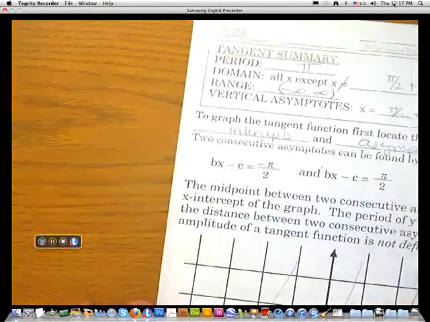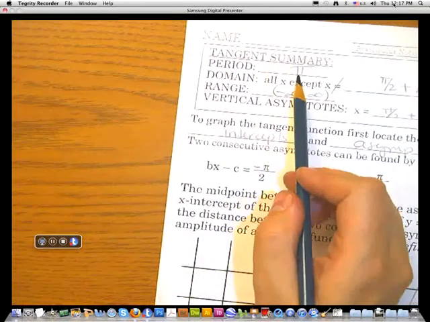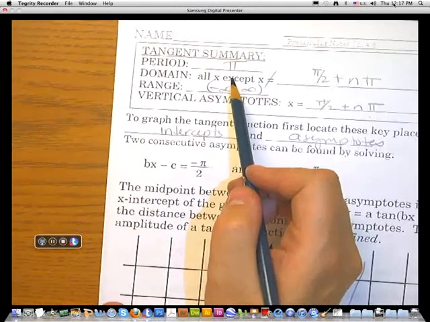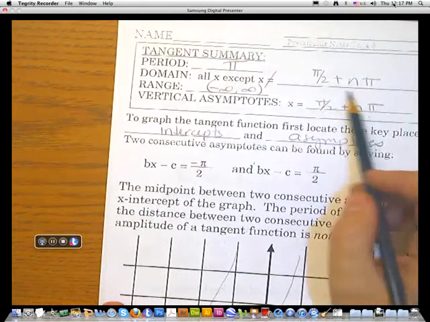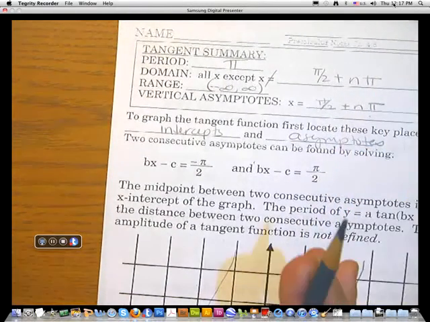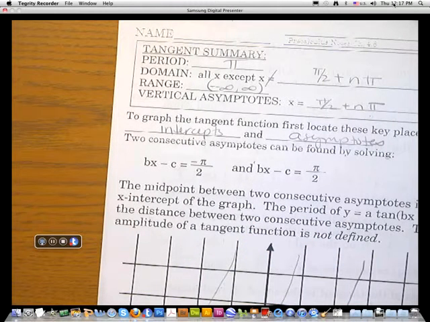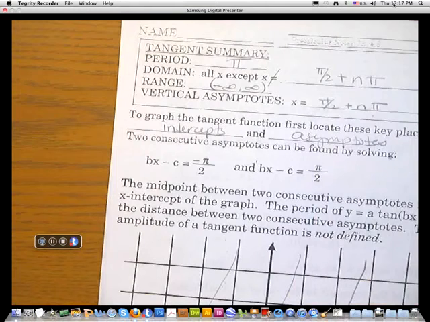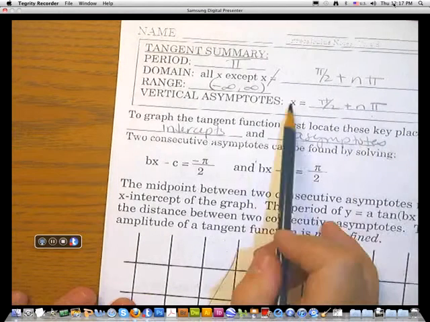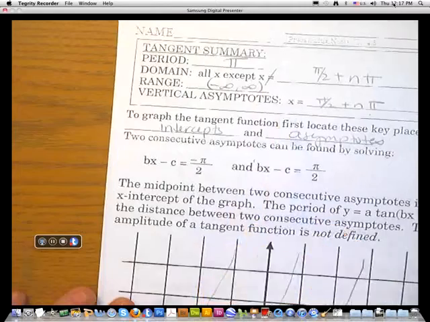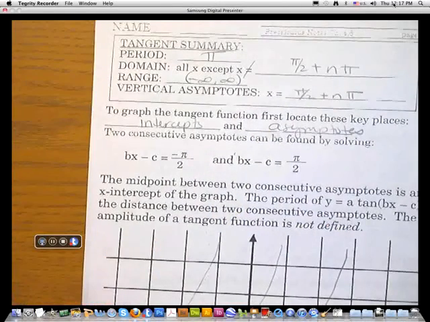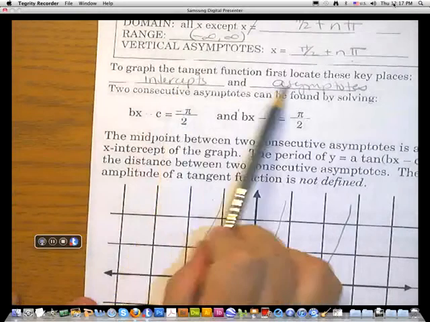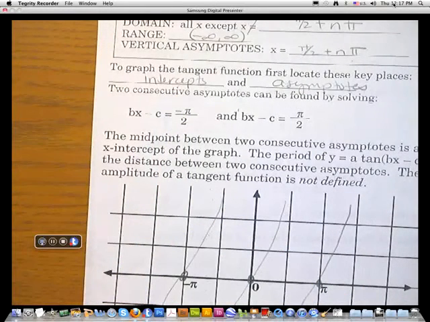Second page. So the period of tangent is going to be pi. The domain is restricted to strictly the pi over 2, and then every 180 degrees after that. The range is negative infinity to positive infinity, and the vertical asymptotes are at pi over 2 and every pi over 2. So notice the asymptotes are at the exceptions. That will always be true. We always graph our intercepts and our asymptotes when it comes to finding our tangents.